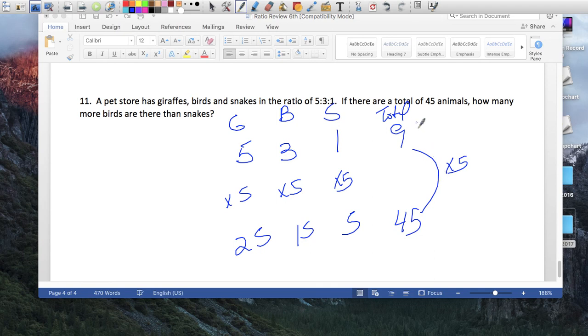Good. So remember to answer the question, how many more birds are there than snakes? Well, where are birds? Here are birds, 15 birds. How many snakes? 5. So there are 10 more birds.